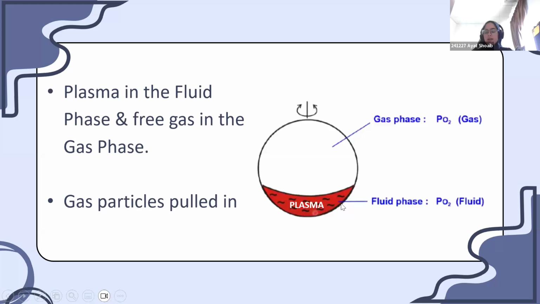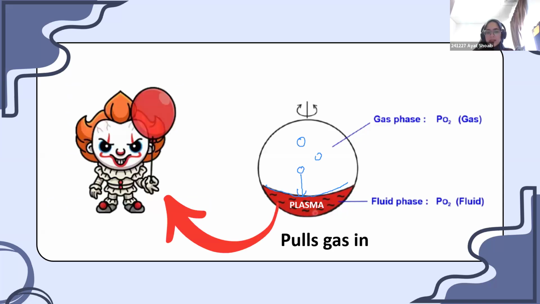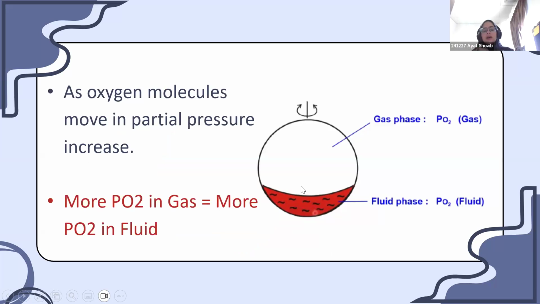So this was the picture he used in his lecture. This is our plasma, free of erythrocytes, no hemoglobin. So all of our oxygen, let's assume the gas phase, everything here is oxygen. All of our oxygen is free. Now, as soon as this oxygen touches this surface, it's going to be pulled in. It's soluble, so it's going to be pulled in. It's like this clown, it's just going to pull everything in. So as the oxygen molecules move in, the partial pressure increases.